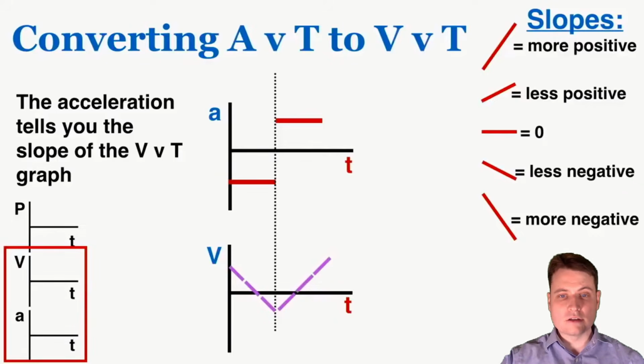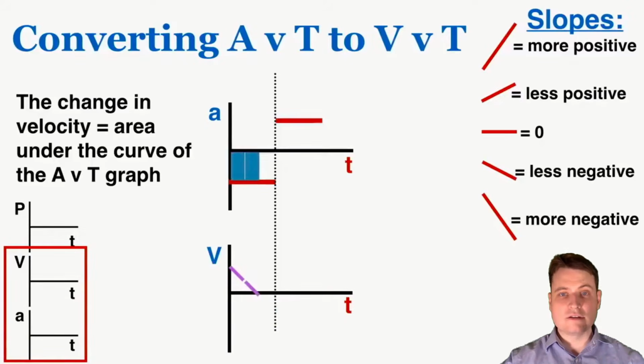Here, it changes from negative to positive, so that means that the slope of the velocity graph will change from negative to positive. And the acceleration time graph tells you nothing about the starting velocity of the object, so you can start the velocities at any point you would like. You can also use the area under the curve of an acceleration graph to tell you what the change in velocity will be over that time.